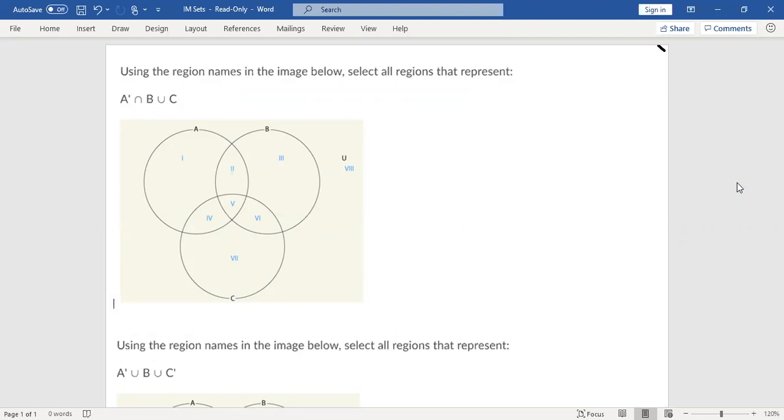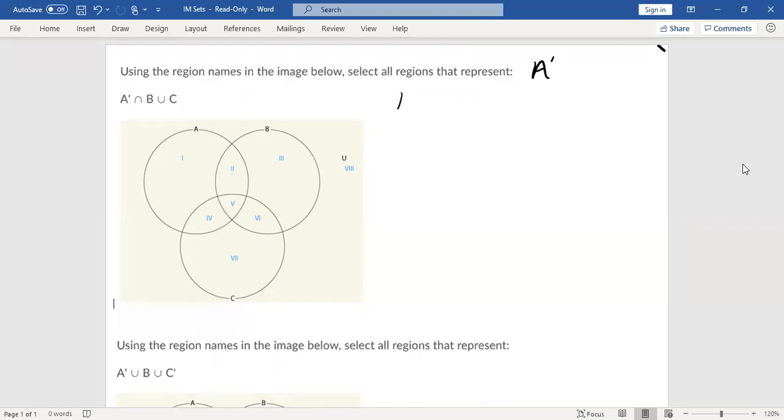So let me go ahead and start by doing this first problem that you sent. It says, using the region names in the image below, select all regions that represent the complement of A, intersect B, union C. So let's look at a couple of things first. Anytime you have a set, and here they have A and this symbol, that means the complement. So that means everything outside of set A. So anything that's in the circle A is not included in the complement.